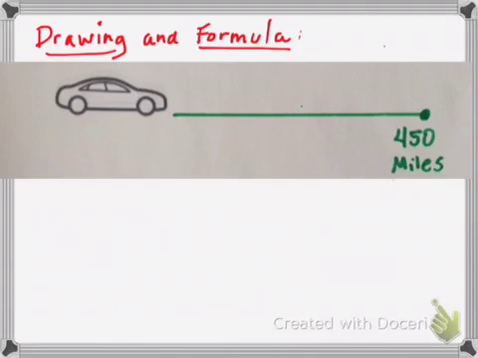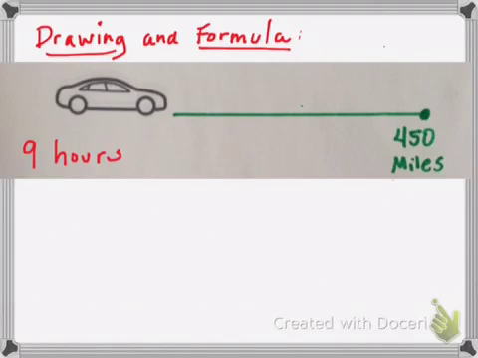So let's look at the drawing and formula. This is specifically for distance. So this drawing, the car and the line and 450 miles, needs to be copied in the drawing and formula box in your notebook. Doesn't have to be perfect, but draw it the best way you can. So how do we find the average speed of this car if it traveled 450 miles and let's say it did this in 9 hours? So here we have the distance and here we have the time.